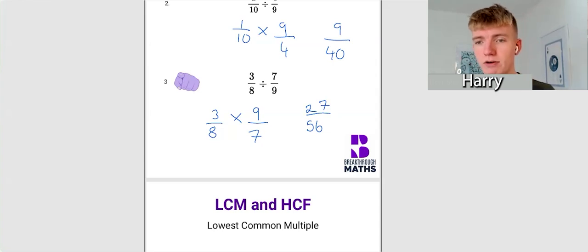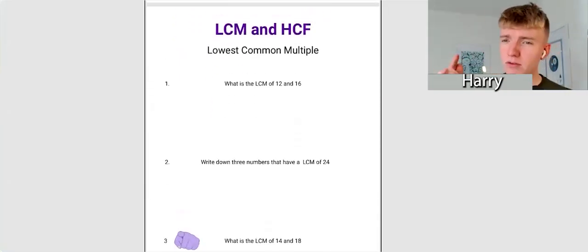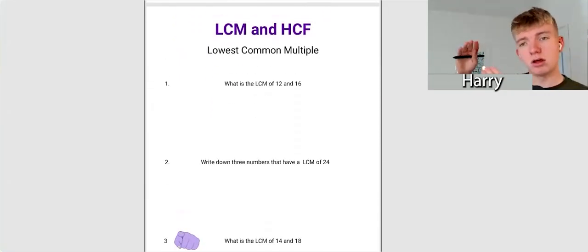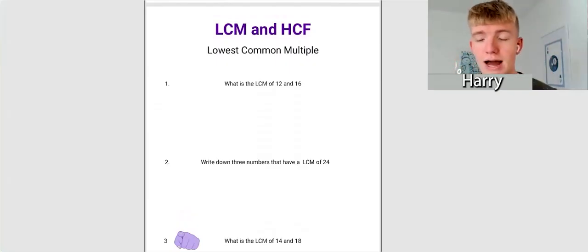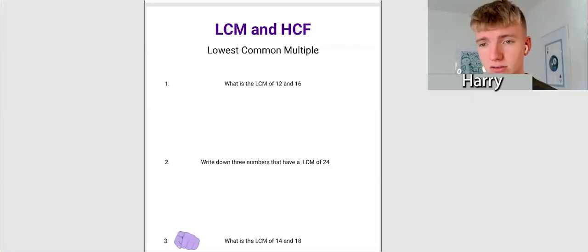And finally, we're done with fractions. Moving on to lowest common multiple. We've just done quite a lot of this in finding the lowest common multiple of our fractions, so hopefully this isn't too bad. Our first question: what is the lowest common multiple of 12 and 16?